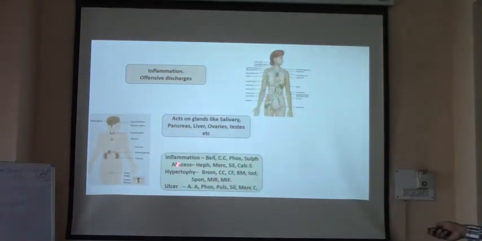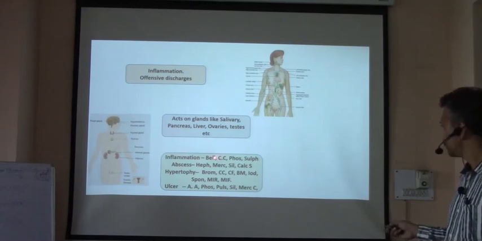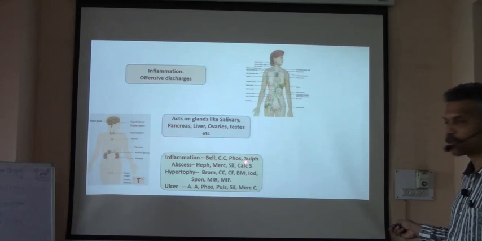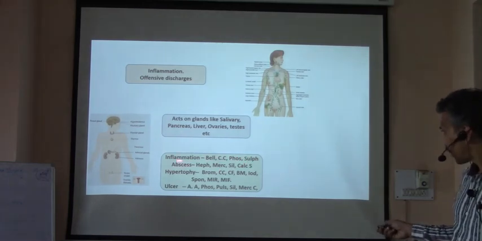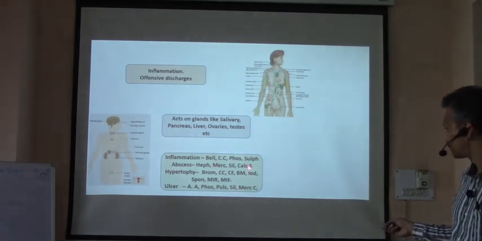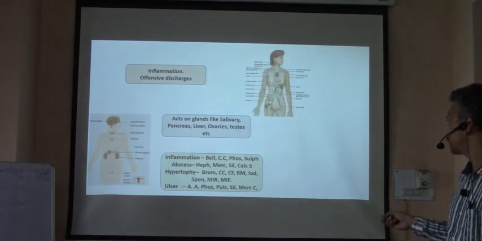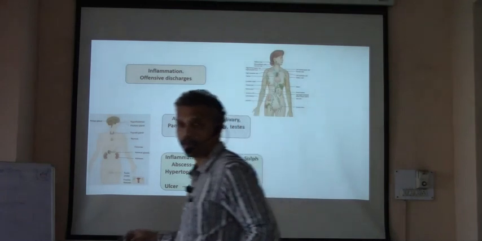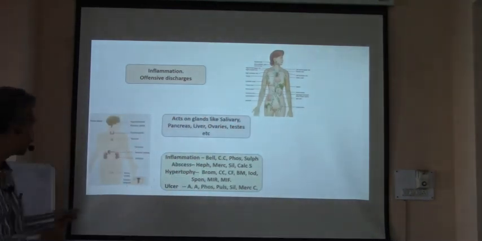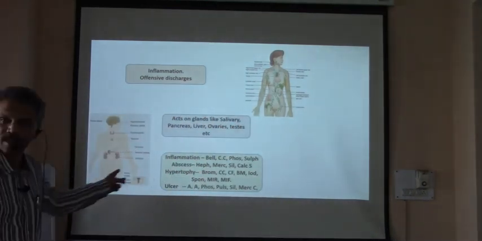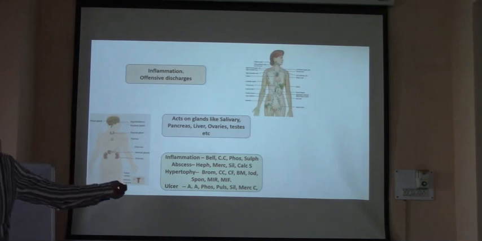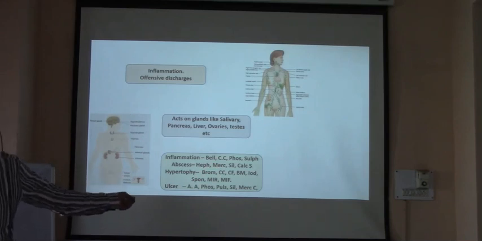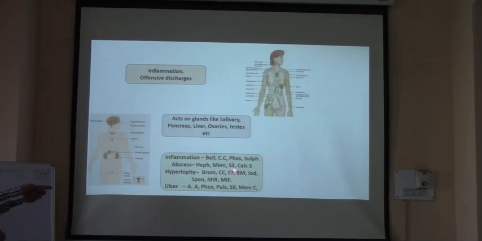So what I try to tell you here is, when you see more of inflammation of the glands, then you have Belladonna, Calcarea, Phosphorus, Sulphur. When you have more of abscess, you have Hepar, Merc, Silicea and Calcarea. When the glands go more into hypertrophy, that's when you have remedies like Bromium. Quickly, which is the specific gland Bromium affects? Parotid, good. Parotid, okay. Calcarea fluorica, Baryta muriatica.